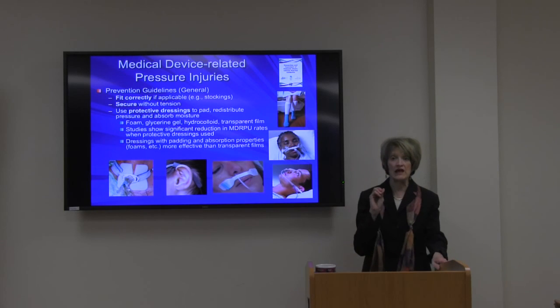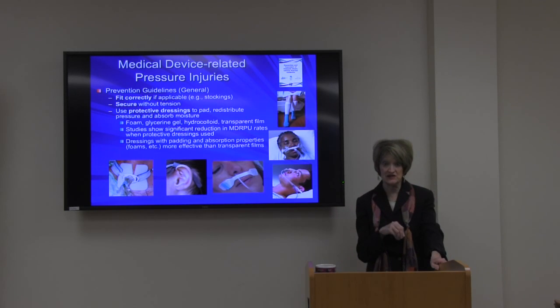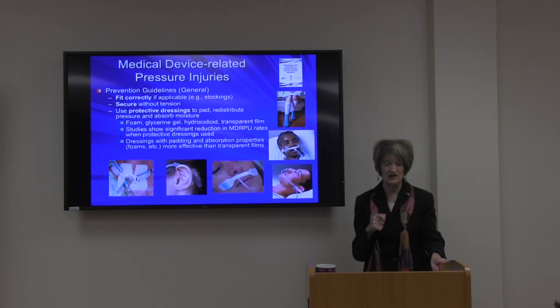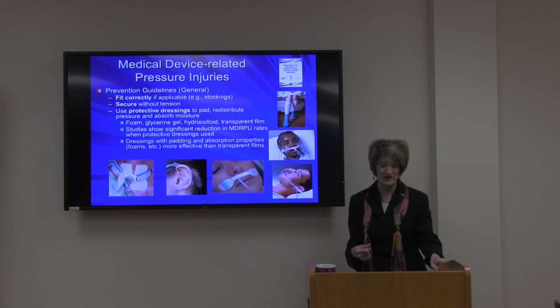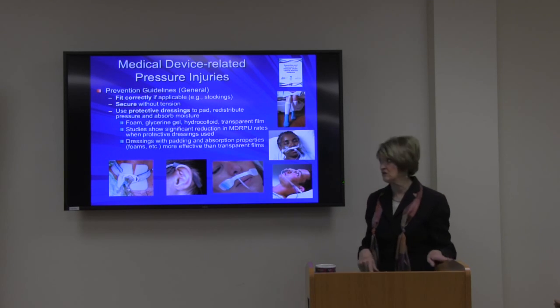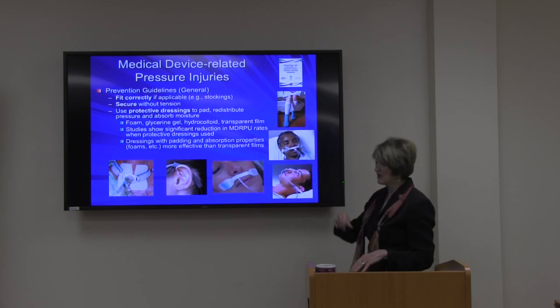So first of all, if it is a patient-specific device, like a cervical collar, like support stockings, they need to be sized correctly. So we need to follow guidelines in sizing them. And then we need to check to be sure we have an appropriate fit, that it's not cutting into the tissues or moving back and forth, causing friction damage. So fit correctly if applicable.